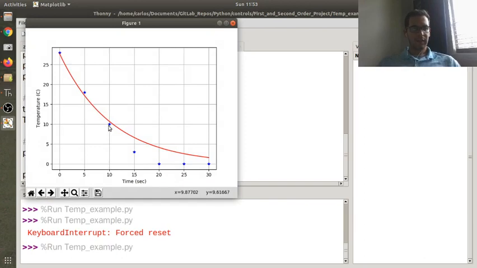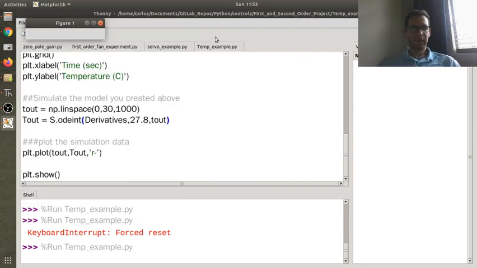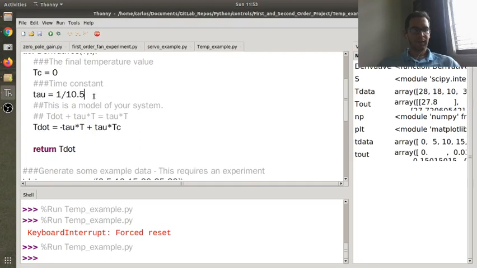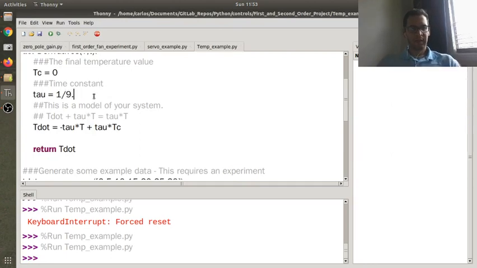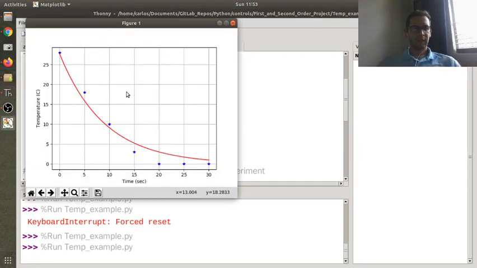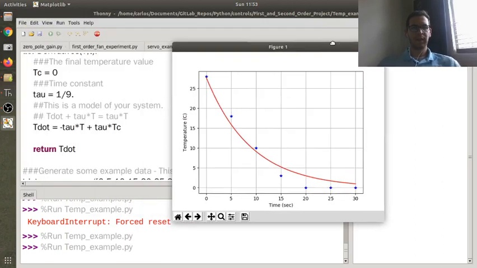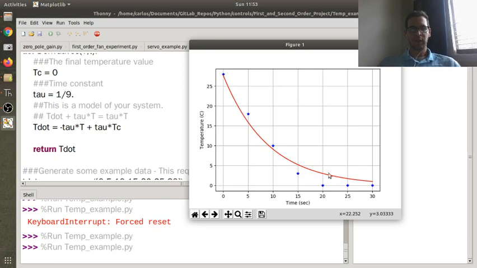And then it looks like this is maybe not fast enough. It's not grabbing this, so maybe our time constant is a little slow. Maybe we try 9 instead of 10. Now we're getting on the other side of this data. I mean, the data's not perfect, right? So this is essentially a way where you can estimate the time constant.